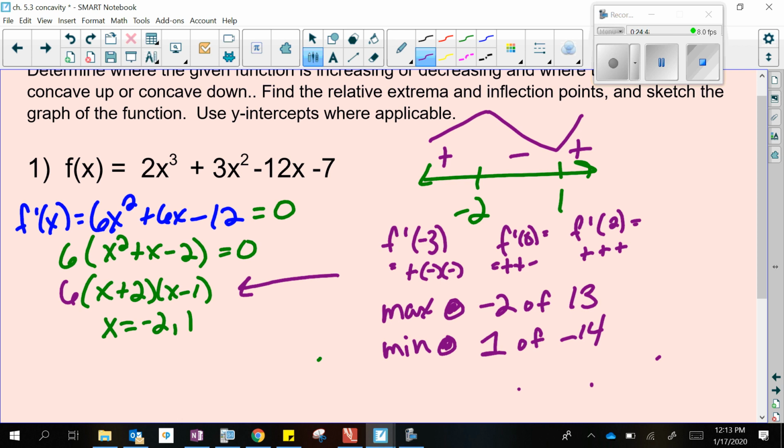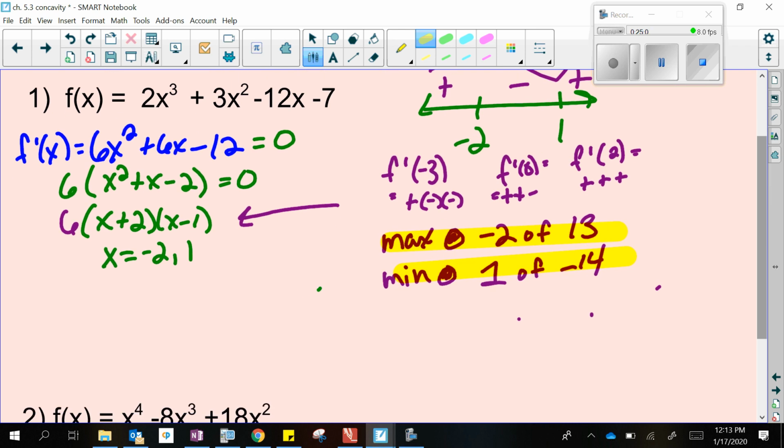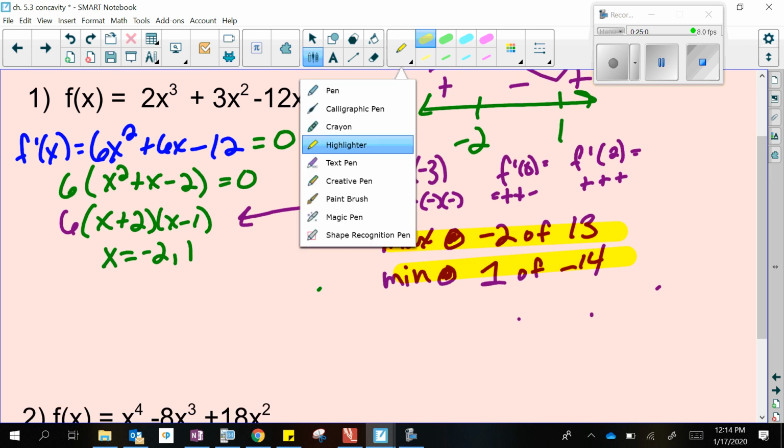Okay, so we're going to hold off. These two points we will eventually graph. Those are the mins and maxes we found from the first derivative. Now we're going to take the second derivative and find inflection points.